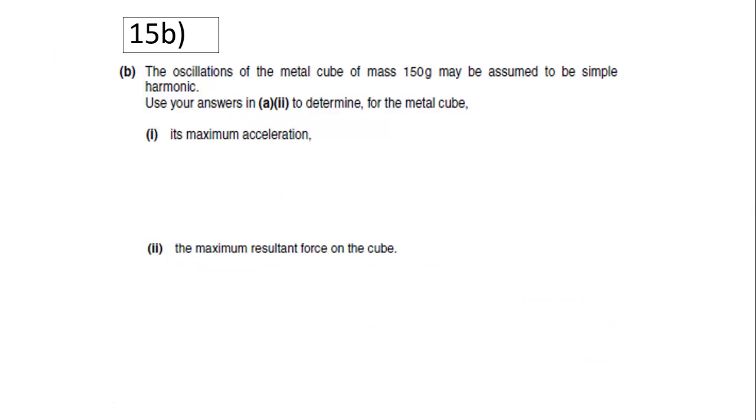The oscillation of a metal cube of mass 150 grams may be assumed to be simple harmonic motion. Use your answer in A part 2 to determine for the metal cube the maximum acceleration. How to do that?